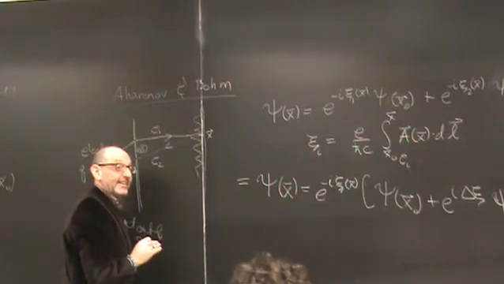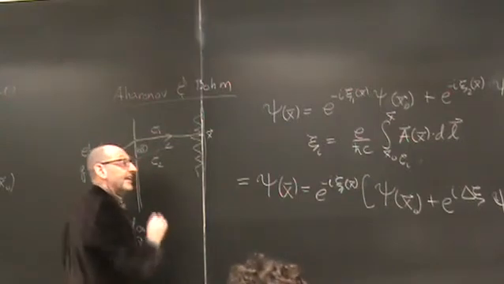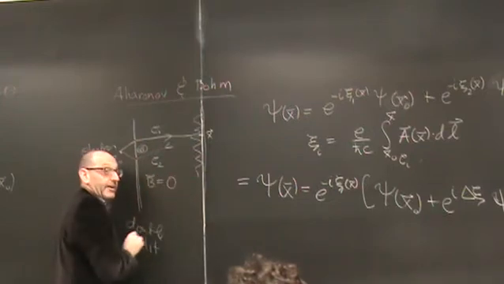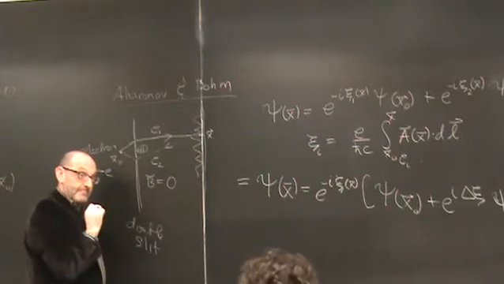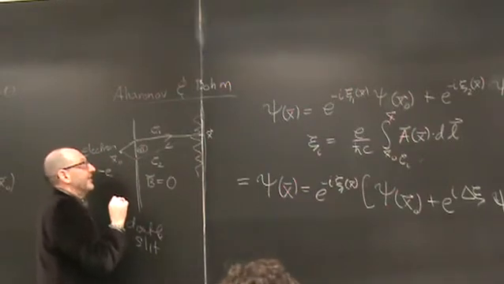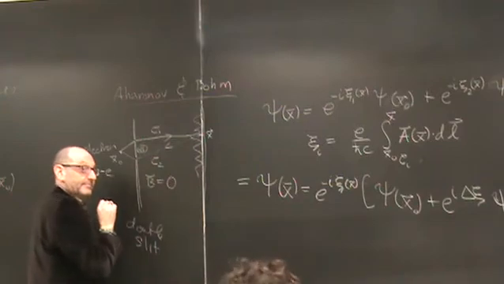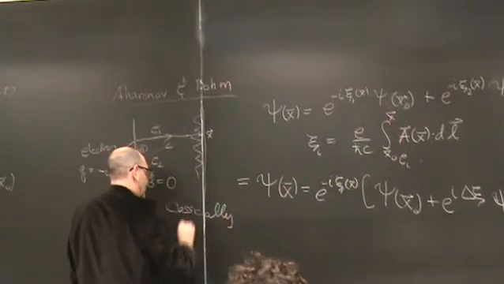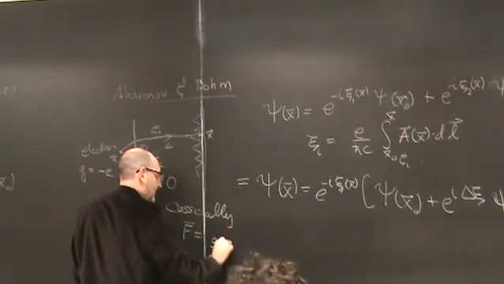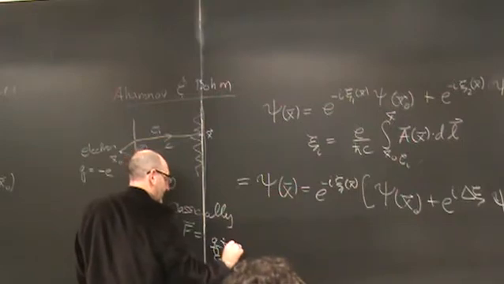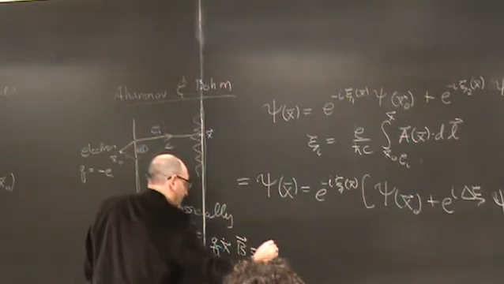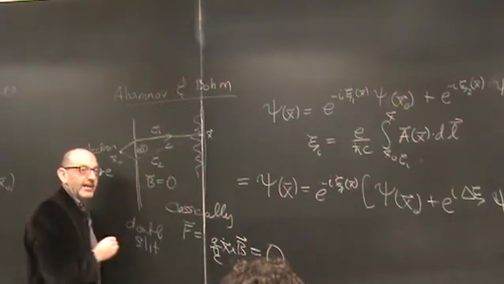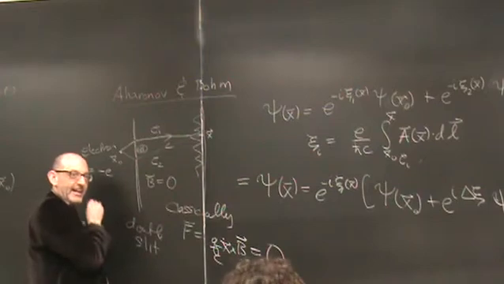Did you say that the curl of A was 0? I didn't say that. I said the curl of A is 0 outside, because the magnetic field is 0 outside the solenoid. So classically, there is no force on the electron. Classically, the force on the electron equals 0. There's no magnetic field outside. But there is a vector potential outside.